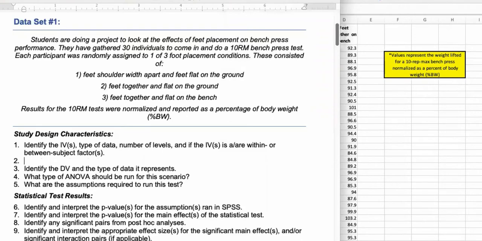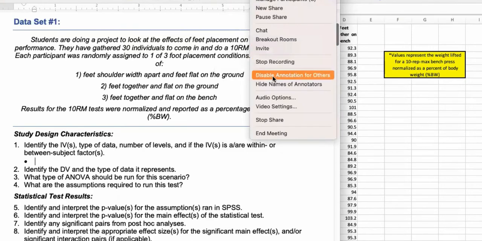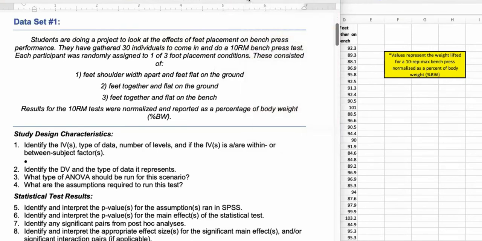So for this, what is my independent variable? I'll open the chat box so I can see what you guys are saying. Or you can yell it out if you want to. Independent variable, anyone? There we go. Yeah, foot placement condition.